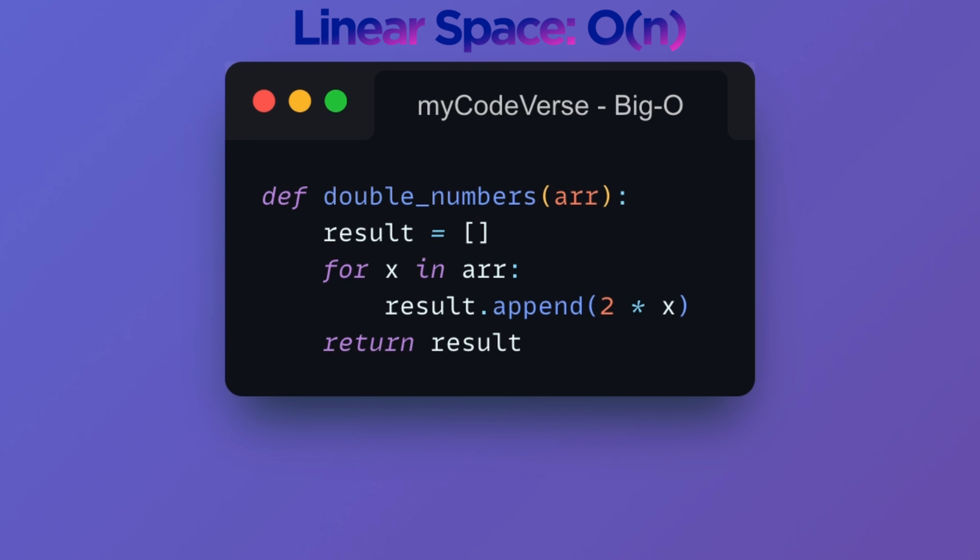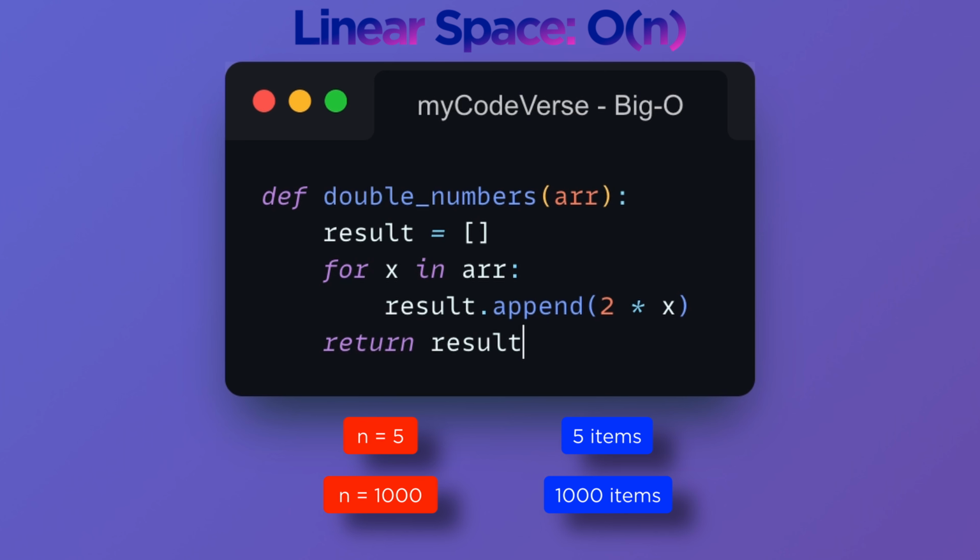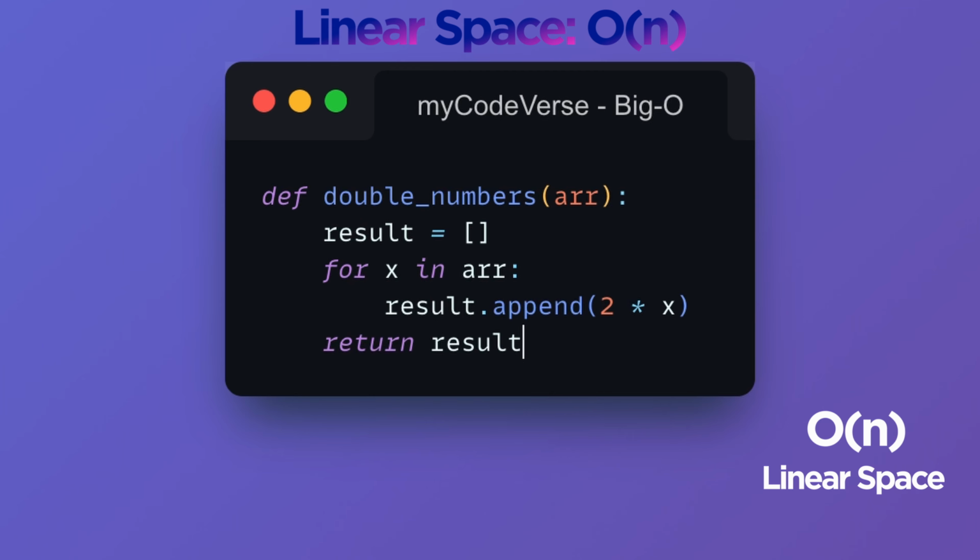Now think, if input has 5 items, result has 5 items. If input has 1,000 items, result has 1,000 items. Memory grows with input size. So space complexity becomes O of n, linear space. Same loop structure, different memory behavior.